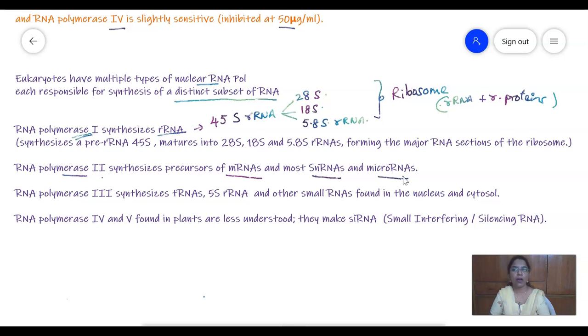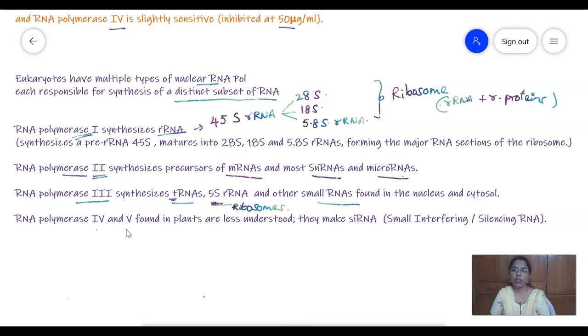Likewise, microRNAs are synthesized by which RNA polymerase? RNA polymerase 2. RNA polymerase 3 synthesizes tRNA, 5S rRNA, and other small RNAs which are found both in the nucleus as well as in the cytoplasm. Remember, RNA polymerase 3 synthesizes tRNA and 5S rRNA. 5S rRNA is part of the ribosome and is required for its assembly, and RNA polymerase 3 also synthesizes tRNA.